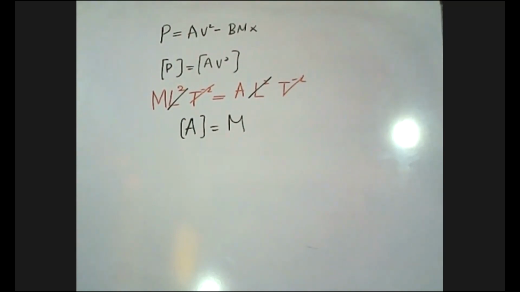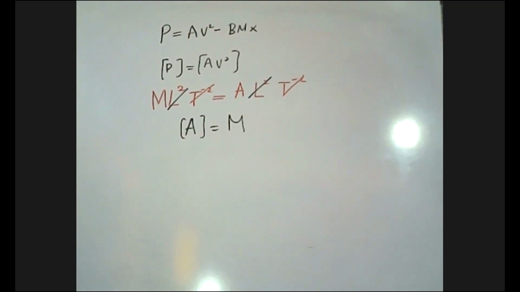So if it is M, there's another one, no? 1 and 3. All the others can be removed, but 1 and 3 remain. One is LT minus 1, that means velocity. The other one is LT minus 2, that is acceleration.